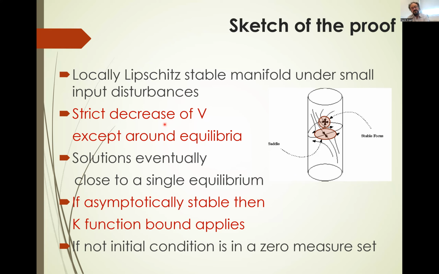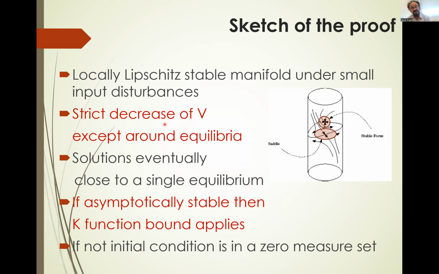And then basically there are two conditions. So we know that solutions eventually are going to be close to a single equilibrium. And if this equilibrium is asymptotically stable, then we have a K infinity bound that applies.